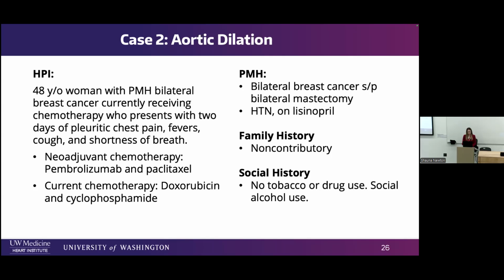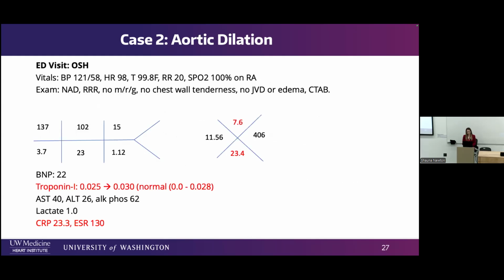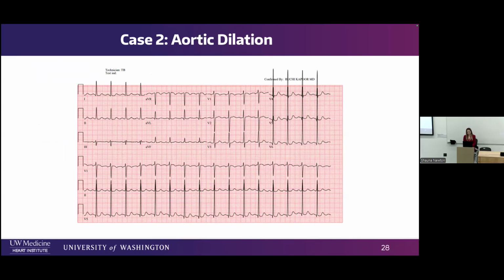She's on lisinopril. Her family history is non-contributory, and for social history, she just has social alcohol use. At the outside hospital, her vital signs were pretty unremarkable, and her exam was unremarkable from a cardiovascular standpoint. Her labs are notable for anemia, which was fairly stable over the course of her receiving chemotherapy. Her BNP was normal. She had a little bit of a troponin elevation, and pretty significantly elevated inflammatory markers, with her CRP being 23 and ESR of 130. An EKG was done, which I think has some ST depressions in V4 through V6, otherwise a pretty normal EKG.